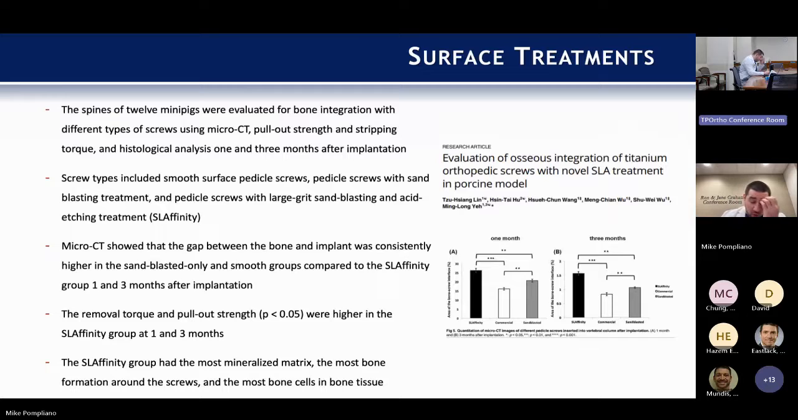So how can we augment some of these implants, especially the ones that are physically going into the bone as compared to rods? So this is a couple slides on surface treatments that have been utilized in the past.